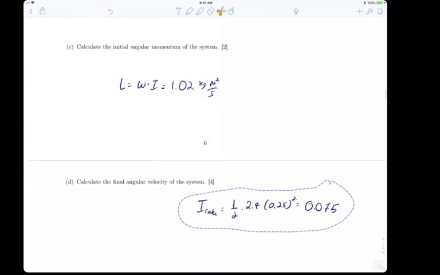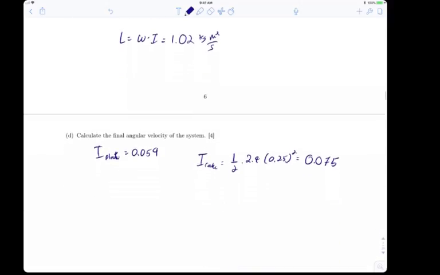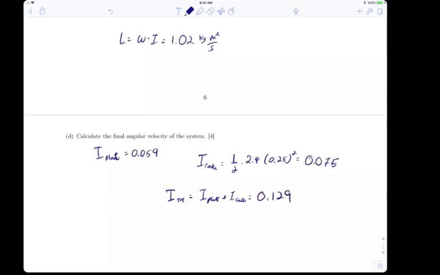0.075. Okay. So, the moment of inertia of the plate is equal to 0.054. So when they're rotating together, their moments of inertia are, just add them together, 0.129. The angular momentum is going to be the same as it was before, so the angular velocity is 1.05 divided by 0.129, 7.9 radians per second.